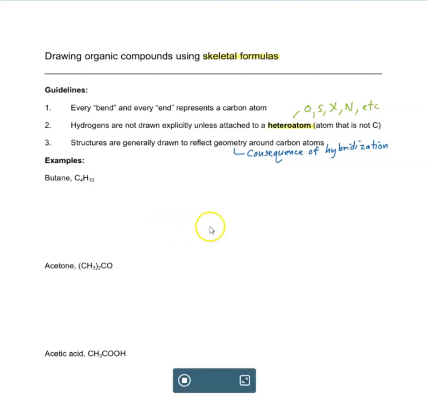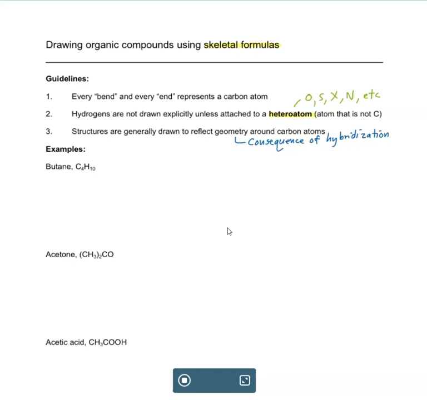Okay, so let's try this out, and let's start by drawing this molecule, butane. Now, butane is sort of a takeoff of methane. So first of all, it ends in ANE. And what that tells you is that this is most likely a member of the group of molecules called alkanes. So butane is an alkane.